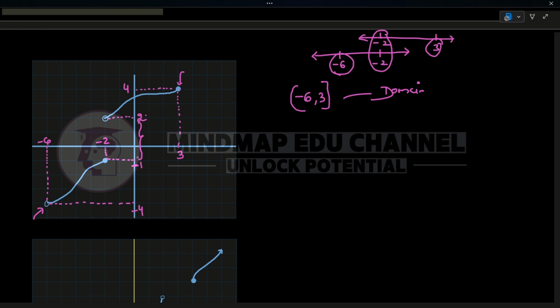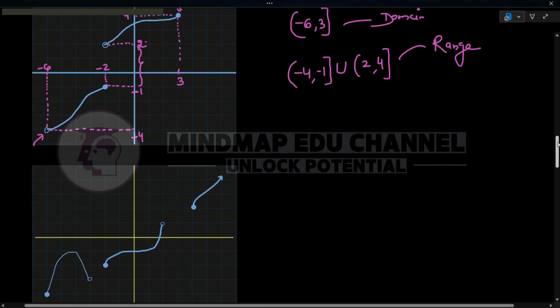So how to write the range? We will use union. Now you see it's minus 4 to minus 1. Minus 4 is not included. Minus 1 is included. Now after that there's no graph there. Correct? So we will use union. And after that 2 is not included whereas 4 is included. And this is the range. Very clear, right? Let's move to the next example.